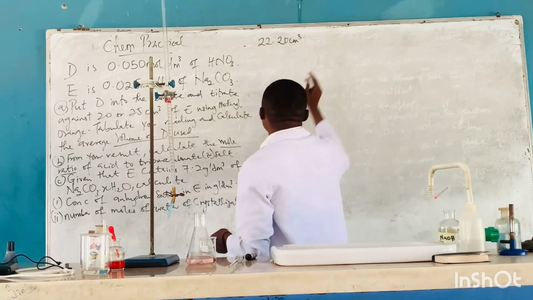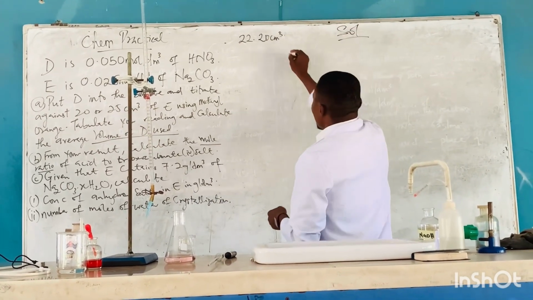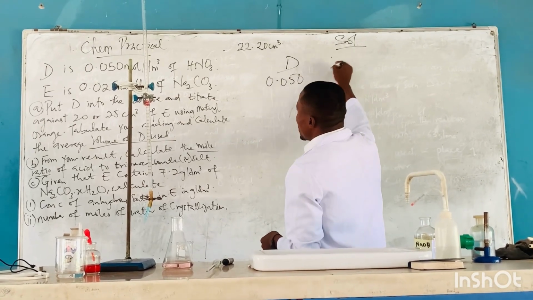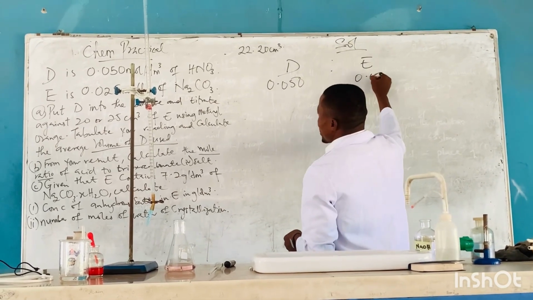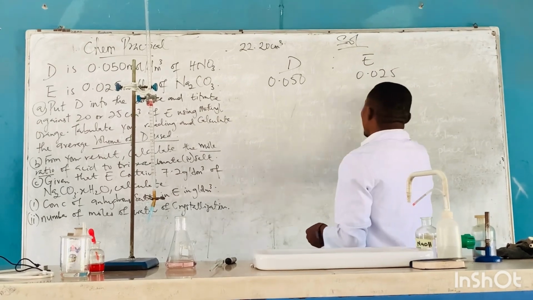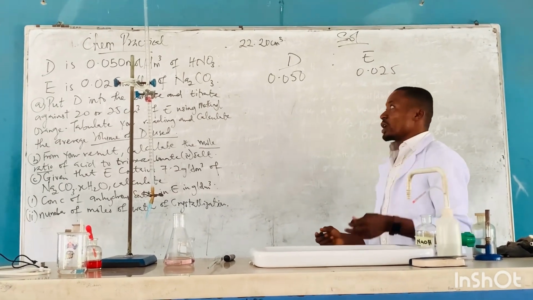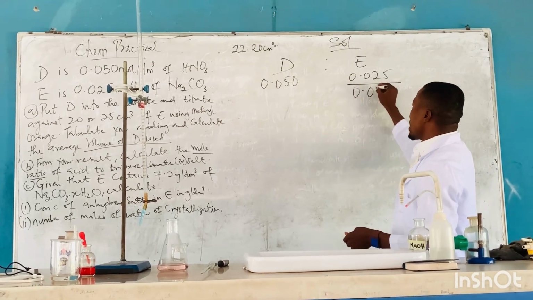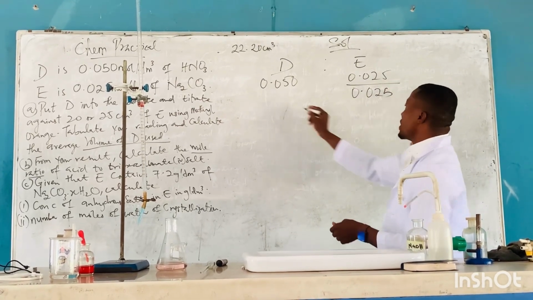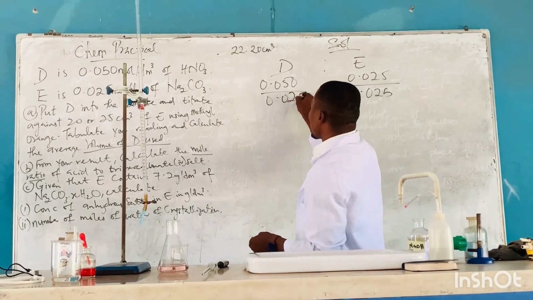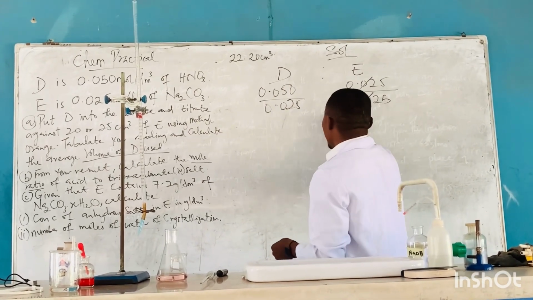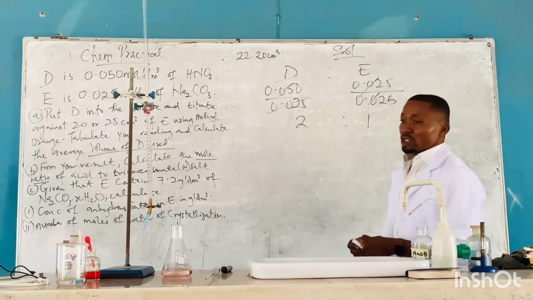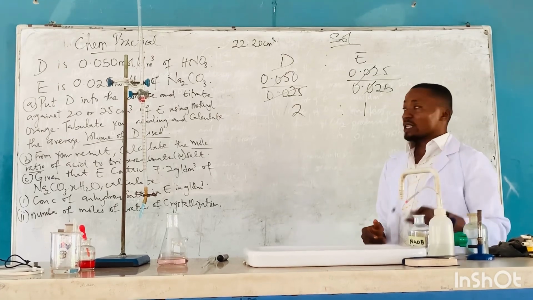Our D was given. So in the solution, you write your D. Our D is 0.050 mole per dm3, and our E is 0.025 mole per dm3. Look at these two values. You have to check which one is the smallest. Which one is the smallest here? 0.025. So you divide both sides by 0.025. This cancels and will give us 1, and this will give us 2. So that is a 2:1 ratio. Do you get the gist here? And I know you understand what I'm saying.